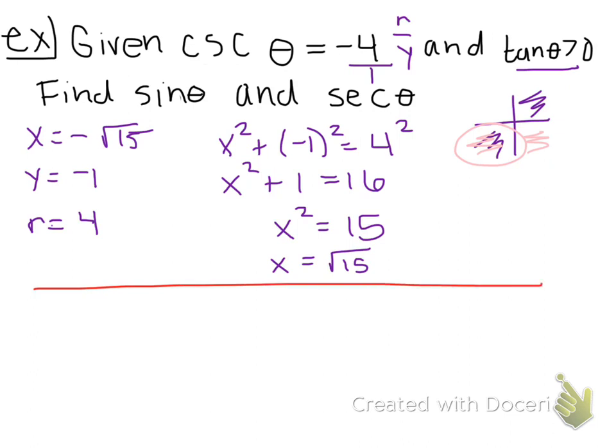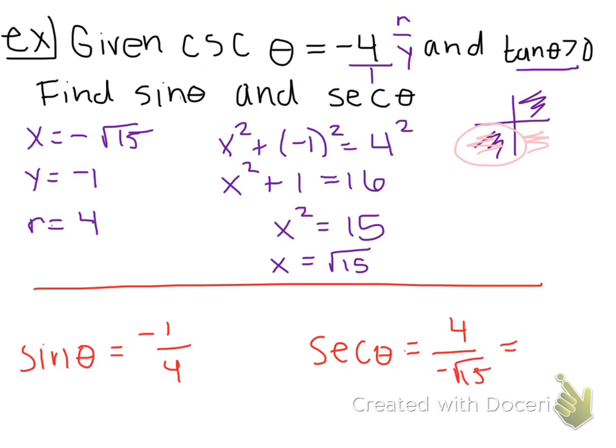All right, so now that I have established x, y, and r, I just have to set up the trig function. So sine is y over r, so -1 over 4. Call it a day. Secant is going to be r over my x value. We rationalize. I'm just going to put the negative in neutral territory. We get 4 root 15 over 15. Okay, so that's all for that one. Let's try another one.